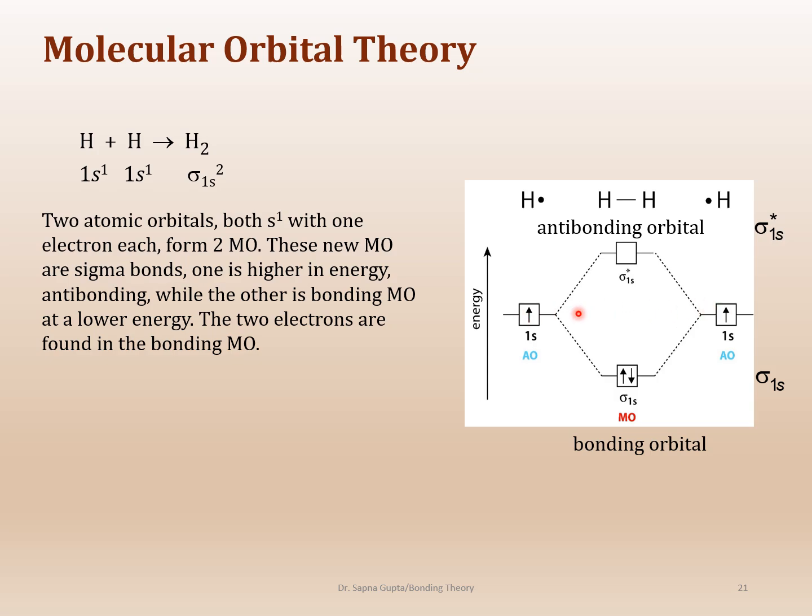When those two atomic orbitals combine, you form two molecular orbitals. Of those two molecular orbitals, one is antibonding and one is bonding. The bonding MO is lower in energy, the antibonding is higher in energy. The bonding MO is the one that's going to have the electrons, because electrons, just like people, like to have low energy. They like to be more stable.